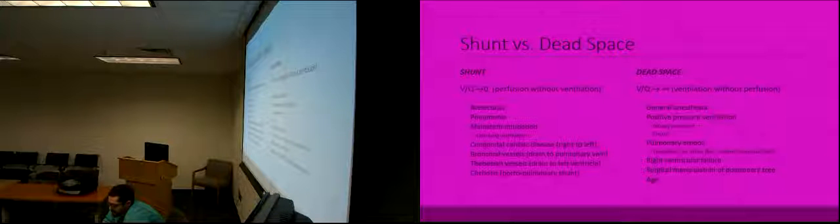Some cirrhotics get AVMs throughout their pulmonary vasculature. That's called portopulmonary shunt. And these are just a few examples. And again, we'll get to dead space this afternoon.